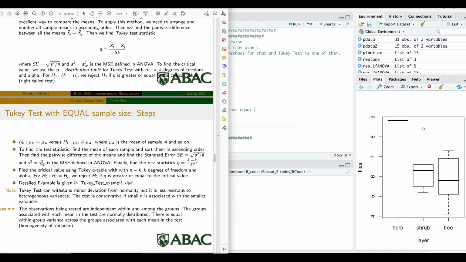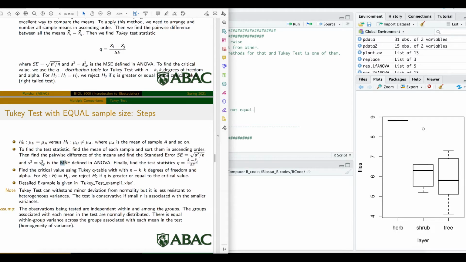SE equals the square root of S squared over n, where S squared is also called S squared W. Actually, we wrote SSE there. That is the SSE, that's how we denote it in the ANOVA. Not SSE.